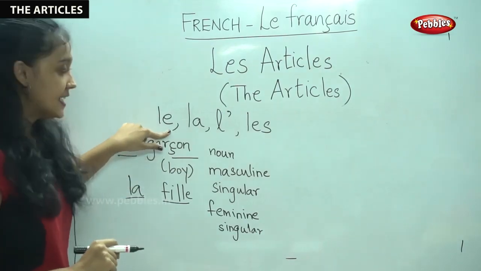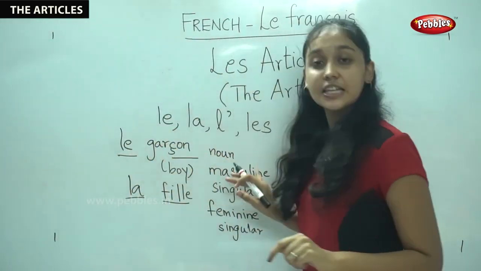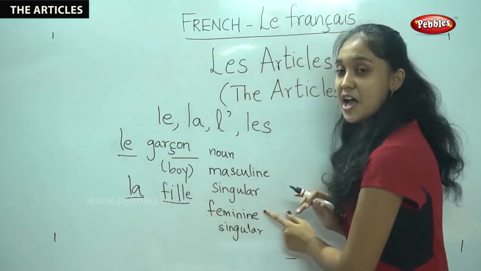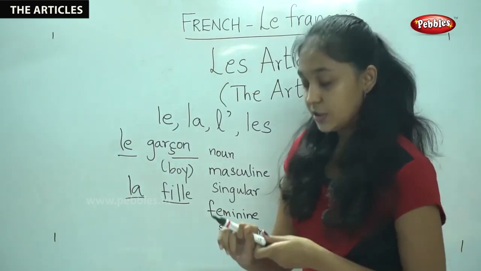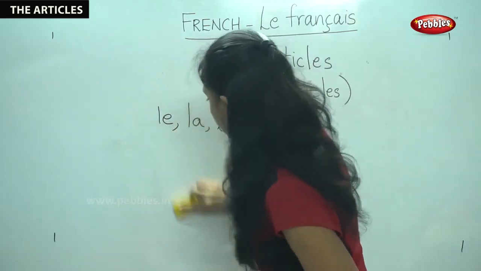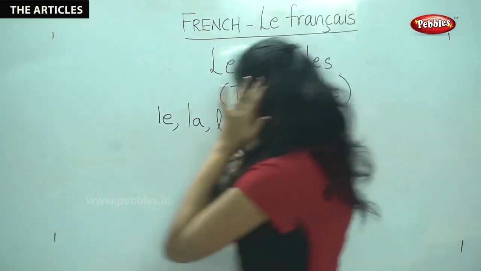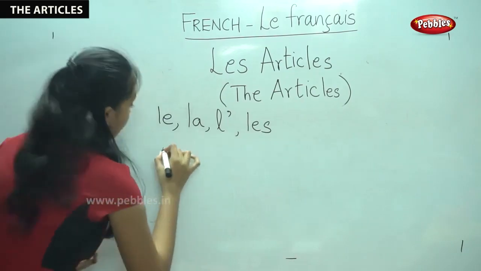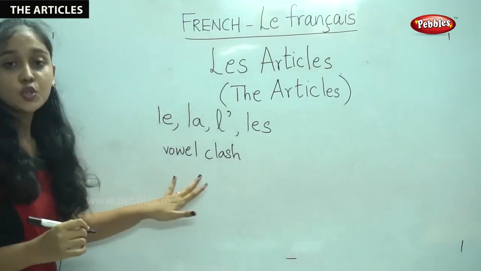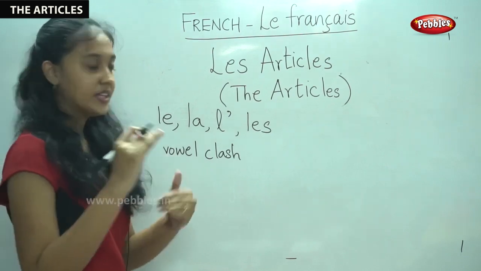The article le is placed before a noun which is masculine singular. The article la is placed before the noun which is feminine singular. Let us move on to the next one, which is L apostrophe. Now, in French, we have what is called a vowel clash. When two vowels come following each other, we replace one with an apostrophe.